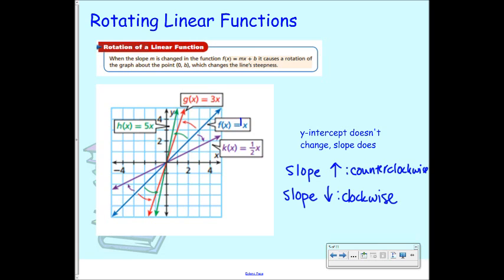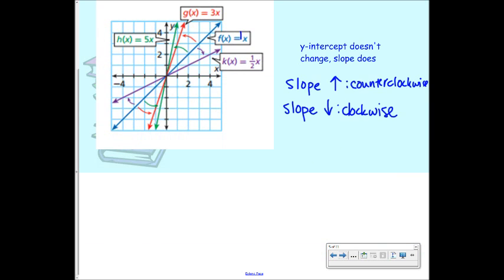All right, so if I give you an equation like this, f of x equals 2x, and g of x equals 1/2 x. All right. What's the slope of f of x? 2. What's the slope of g of x? 1/2. Is that getting bigger or smaller? Smaller. So that means it's rotating which way? Clockwise. Slope is going down, means it goes clockwise.